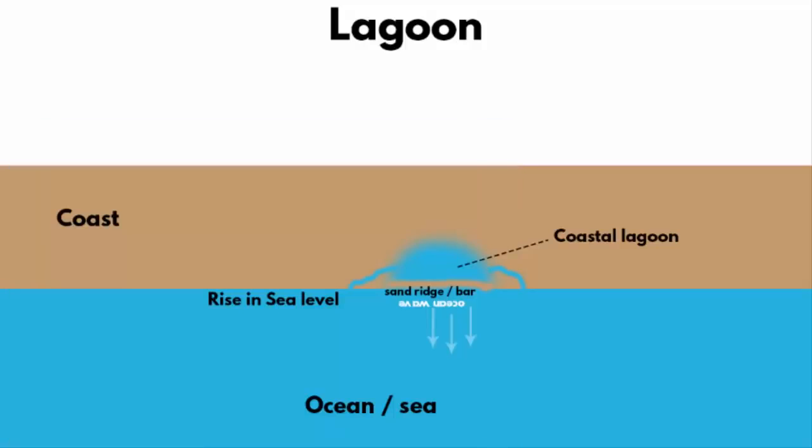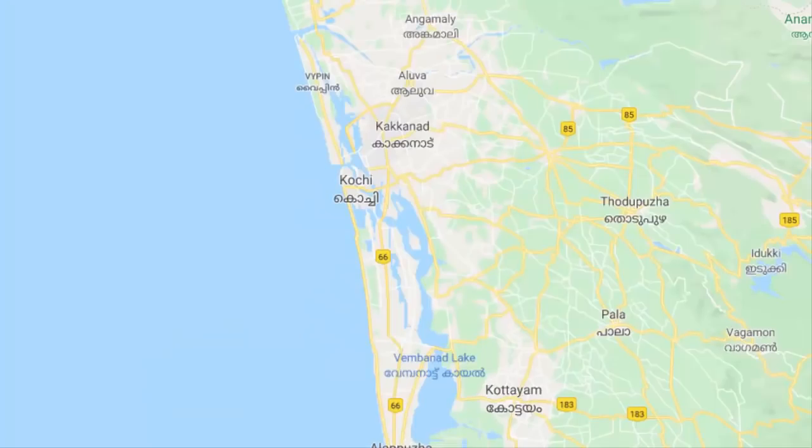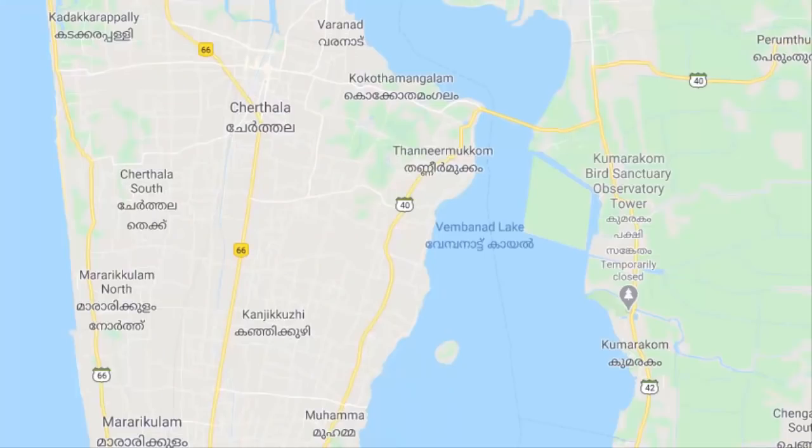The most famous lagoons in India include the Chilika Lake, the Kalivali Lake, the Kerala backwaters, Pulikat Lake and Vembanad Lake.